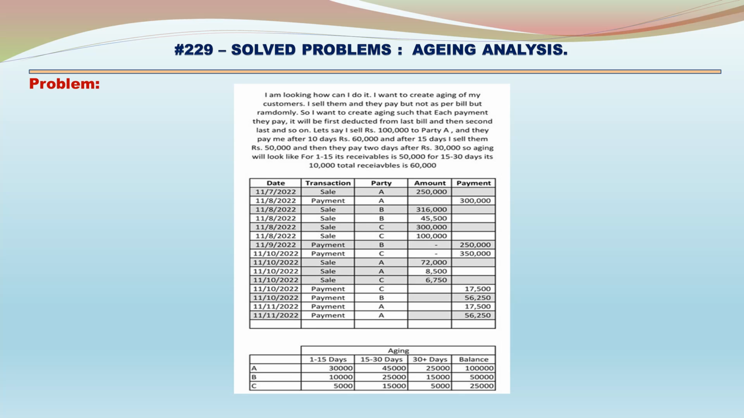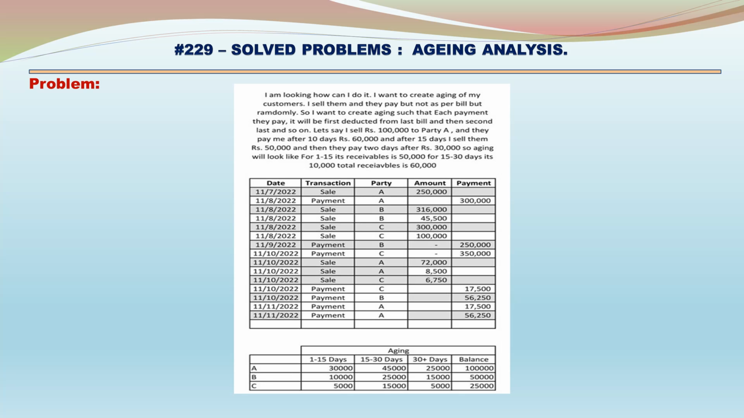I want to create aging such that each payment they pay will first be deducted from the last bill, then the second last, and so on. Let us say I sell 100,000 to party A and they pay me 60,000 after 10 days, and after 15 days I sell them 50,000, and then they pay 30,000 2 days after. So aging will look like: for 1 to 15 days the receivable is 50,000, for 15 to 30 days it is 10,000, total receivable is 60,000.